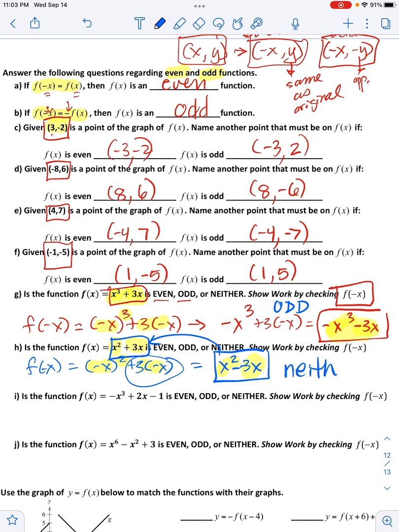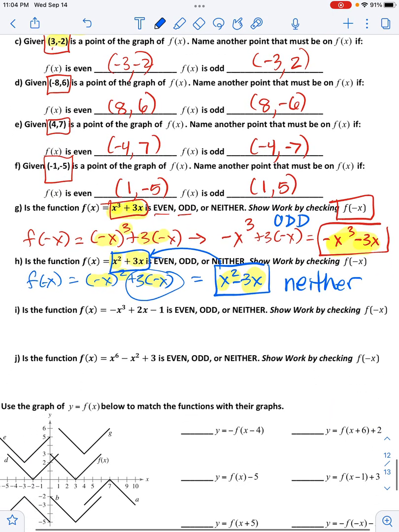If the entire thing's identical to the original, it's even. If every term is different than the original, it's odd. If you kind of get a mixed bag and one or two become positive and one or two stay the same as the old one, then it's just neither.